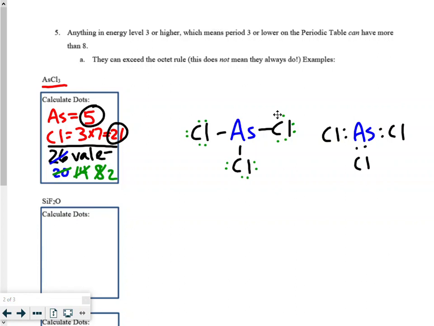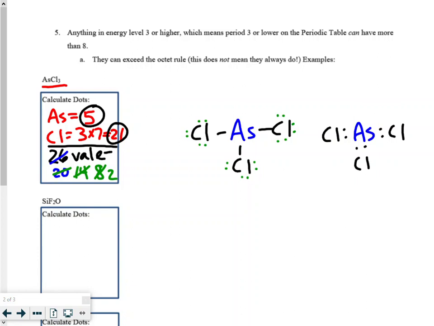And how do we count them around the ligands? 2, 4, 6, 8. So there's 8 around here. 2, 4, 6, 8. 2, 4, 6, 8. Okay, so all of them need to have 8 except for hydrogen. Remember, hydrogen only needs 2.